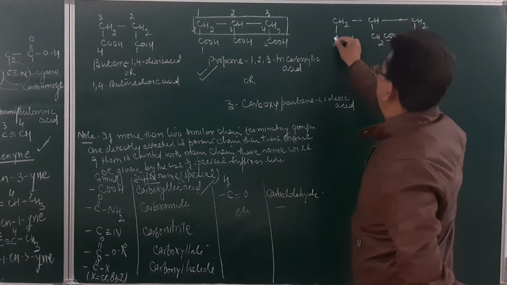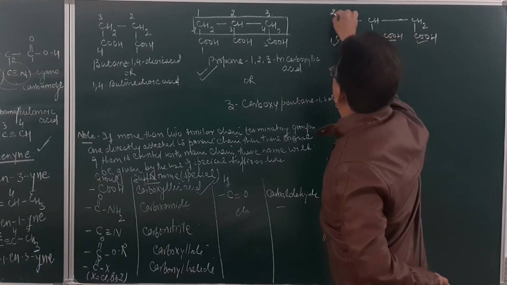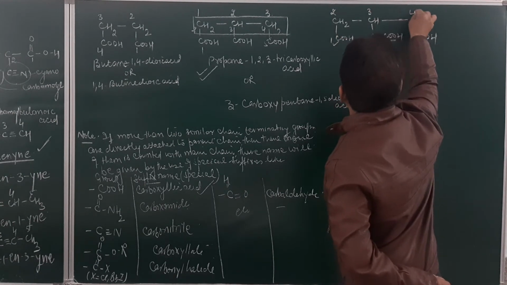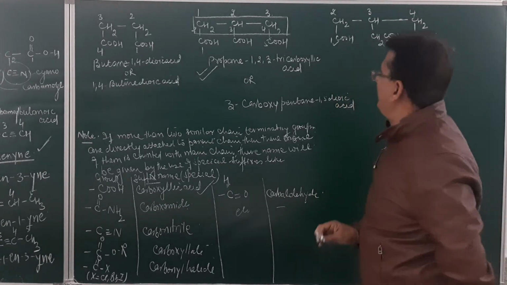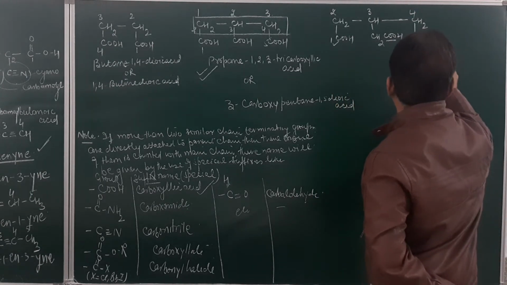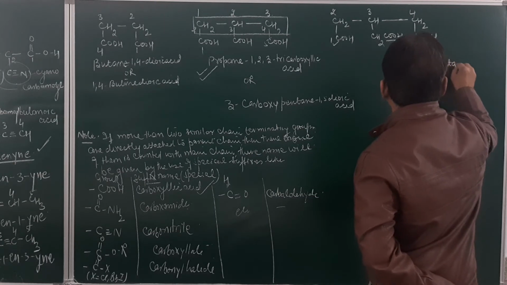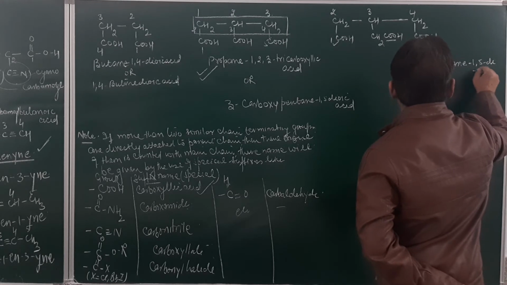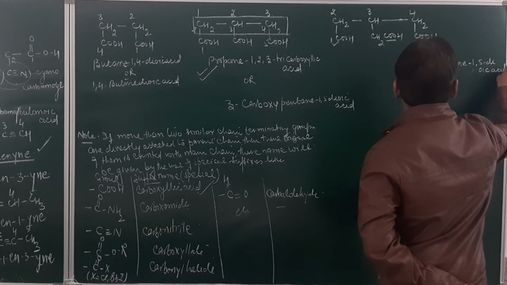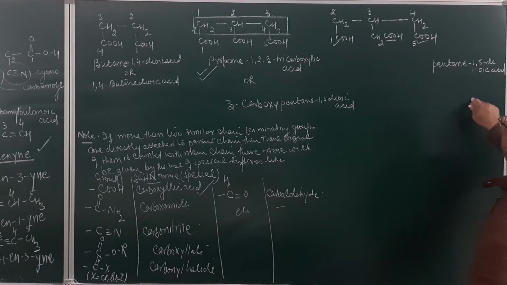We will apply the longest chain rule. This will be 1, 2, 3, then 4 and then 5. For 5 carbon atoms, what is the root word? This will be pent, and then ane, 1,5-dioic acid. Pentane 1,5-dioic acid. The rule is very clear. The secondary suffix for this is oic acid. It occurs twice, so it will be dioic acid.